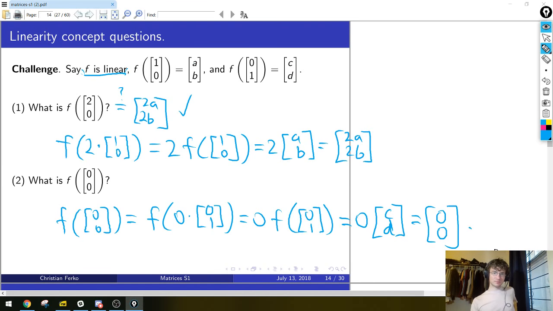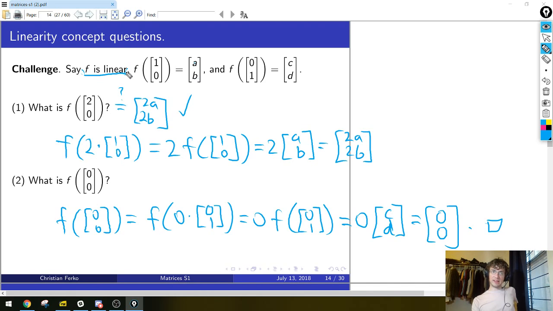Good. Very good. Okay, so you may have noticed that the values a, b, c, and d played absolutely zero role in the second question. Regardless of what they were, we could have played the same game and said pull out a 0, and then it will be 0 times whatever this function is, but 0 times any vector is 0. So this is a general rule.